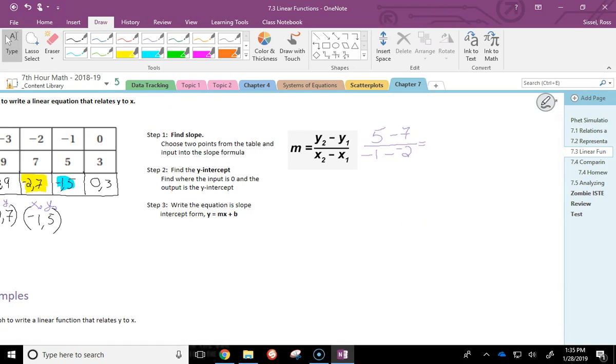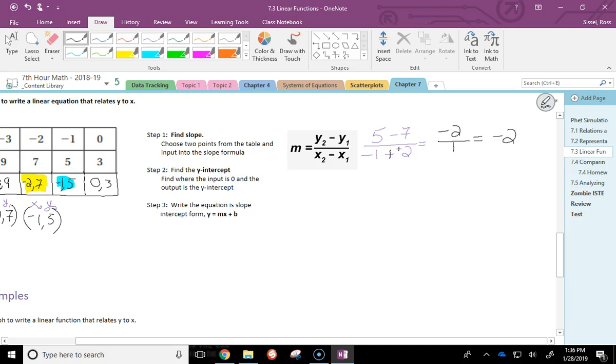And 5 minus 7 is -2. 1 minus a negative. What happens when we minus a negative? You add a positive. Good, Damari. So add a positive. 0. -1 plus 2 is +1. -2 over 1 can still simplify to -2. That is our slope. Nothing new.